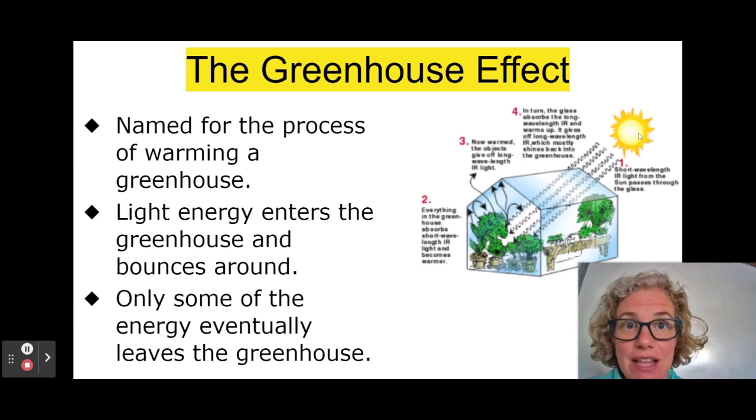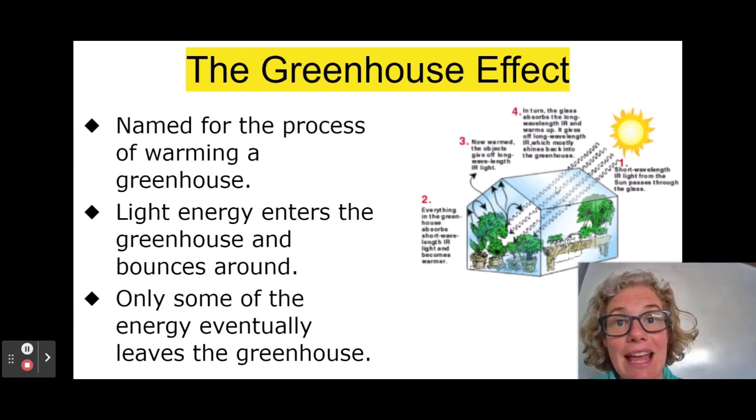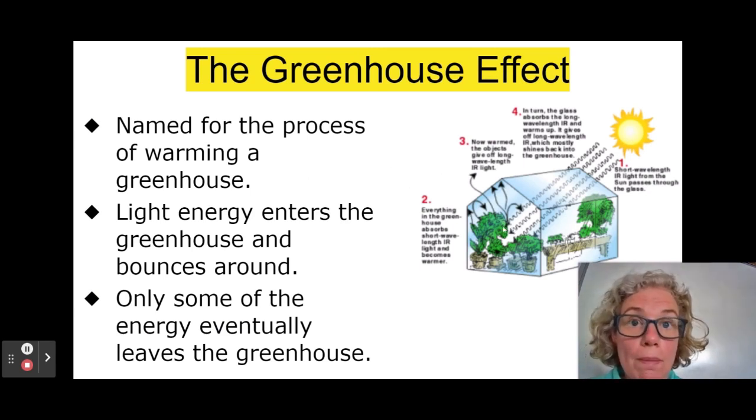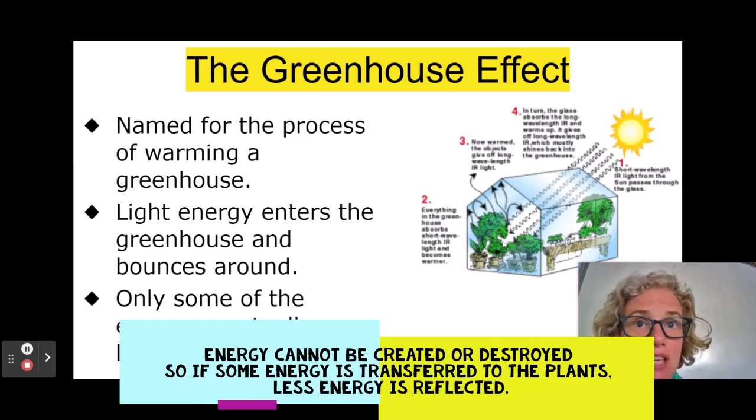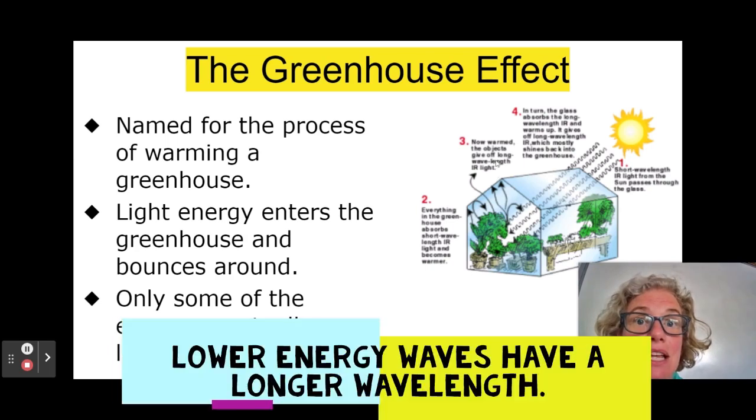So what we have here is that visible light and short wavelength infrared light can enter the greenhouse. It then is going to warm up the items in the greenhouse. That means some of the energy is transferred to the objects in the greenhouse. The energy that comes off, that is reflected, has changed wavelength, and that makes it a longer wavelength infrared light.